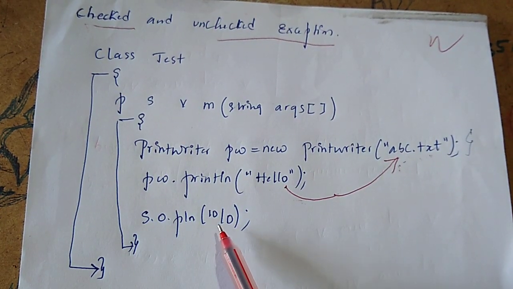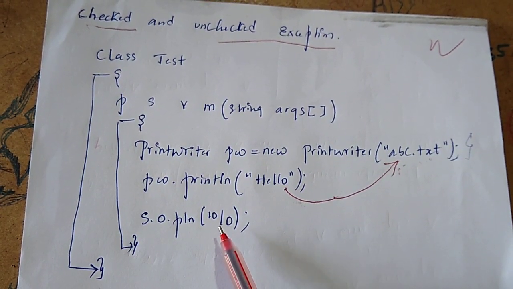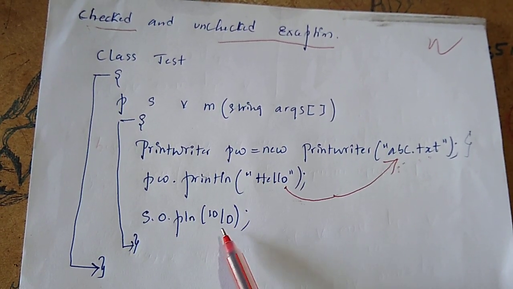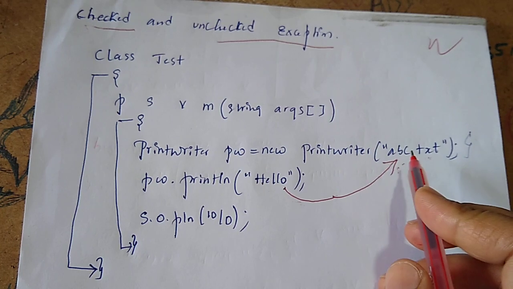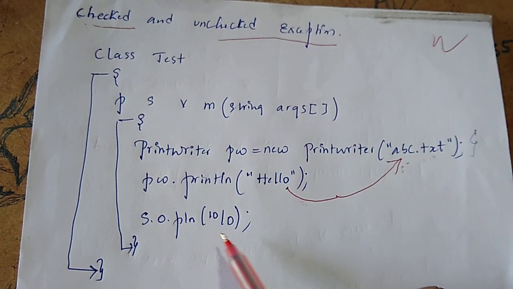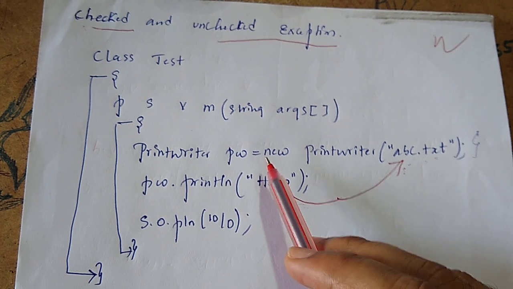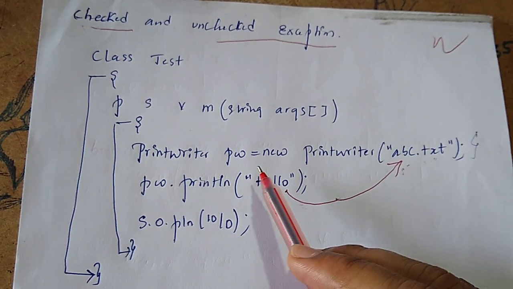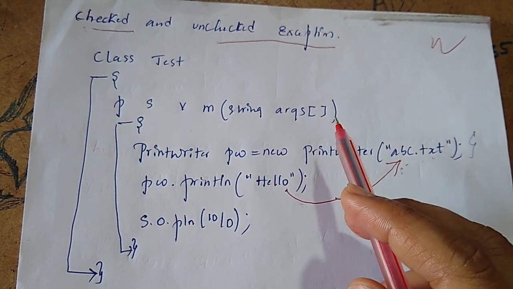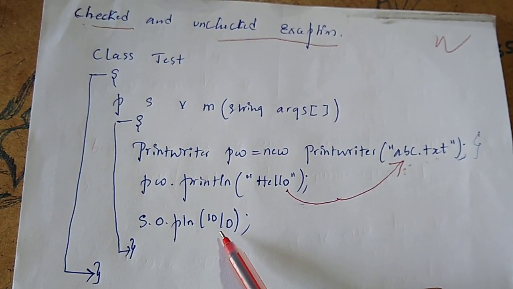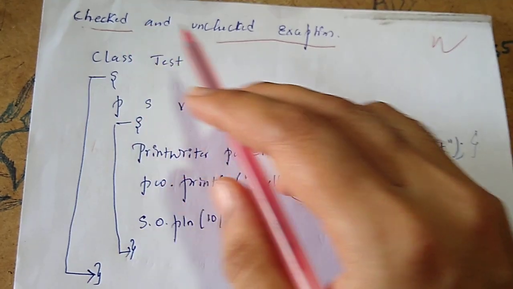Exceptions for which you do not get any message during compilation time, we call unchecked exceptions. So FileNotFoundException is a checked exception, whereas ArithmeticException is an unchecked exception. Why? Here the compiler takes the responsibility during compilation time and throws an error, but here the compiler will not throw any error. That's the difference between checked and unchecked exceptions.